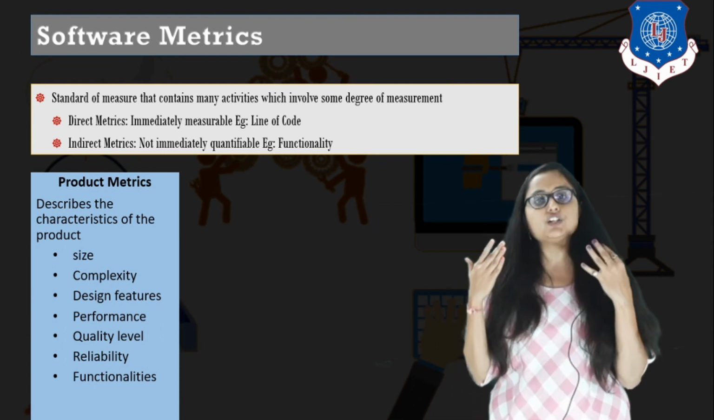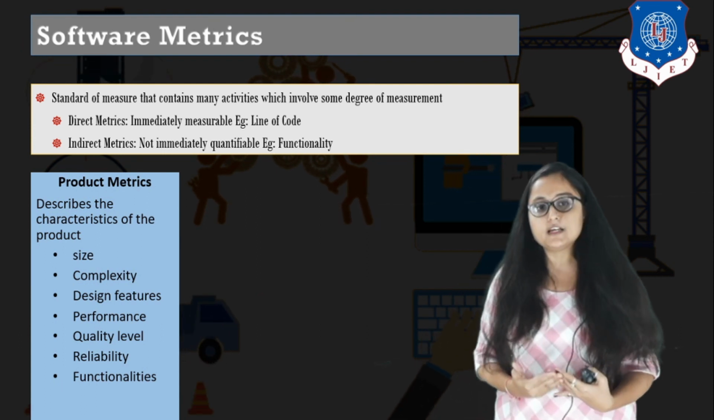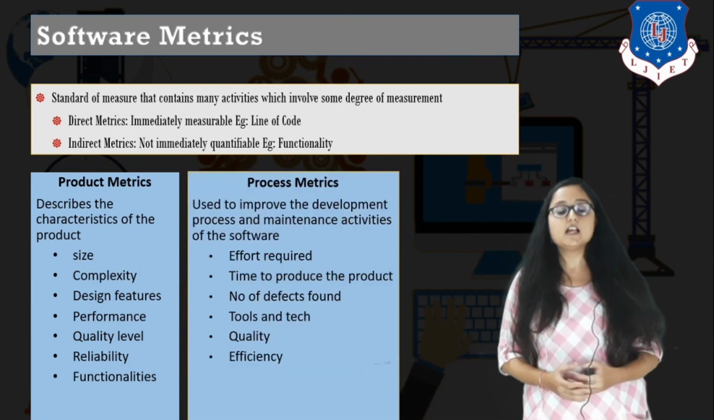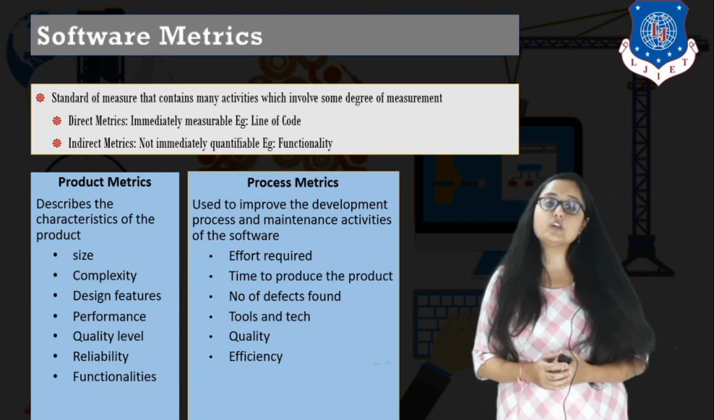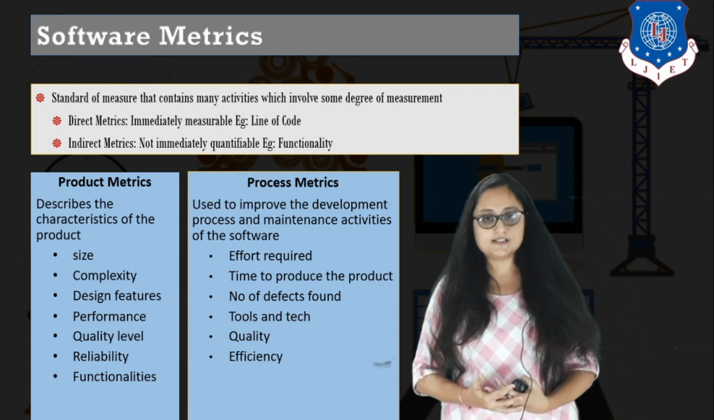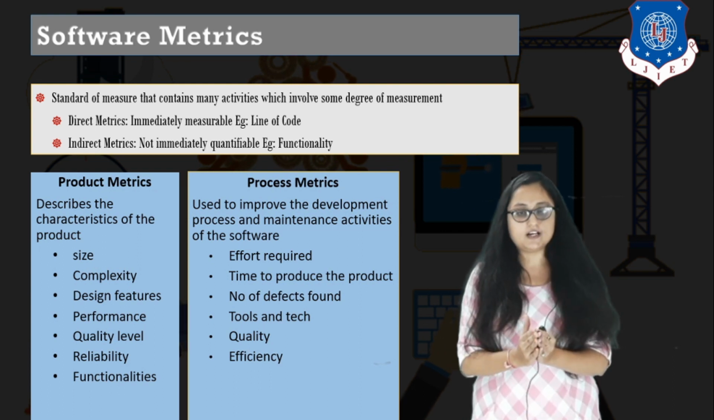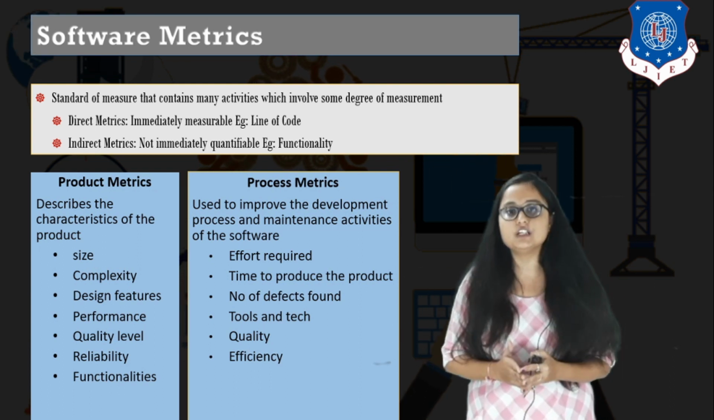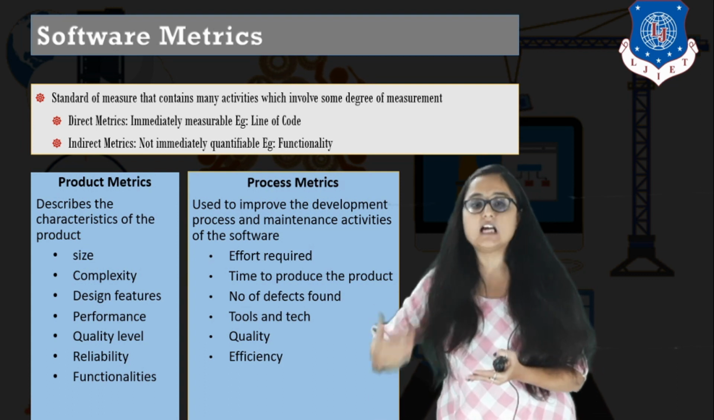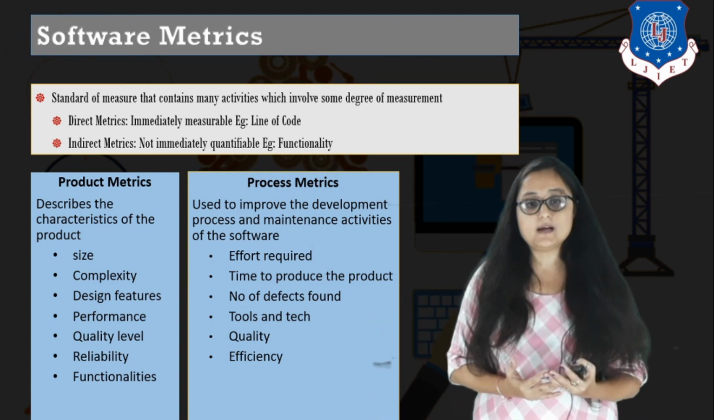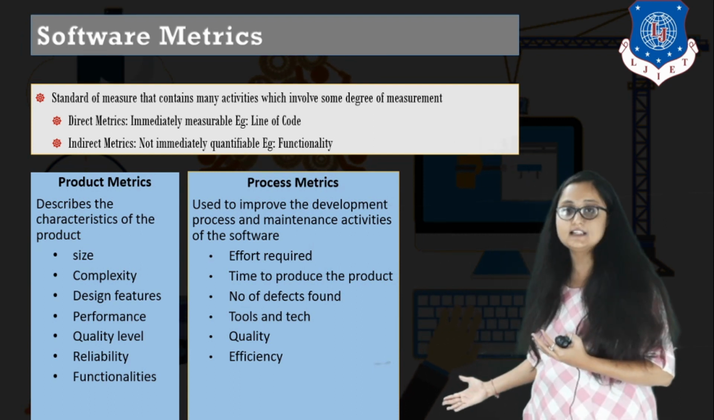So these are the different characteristics of the product which decide the product metrics. The next is process metrics. Basically, process metrics is used to improve the development process and maintenance activity of the software. So you know what is a process, right? Process is basically the combination of activity, action and task. And whenever we are applying the process metrics, these are the basic entities to be considered.